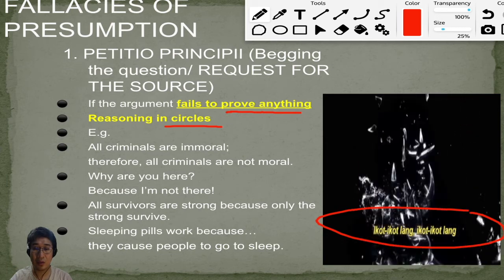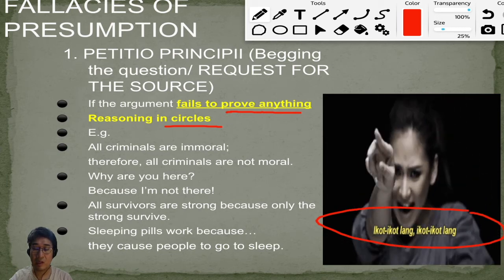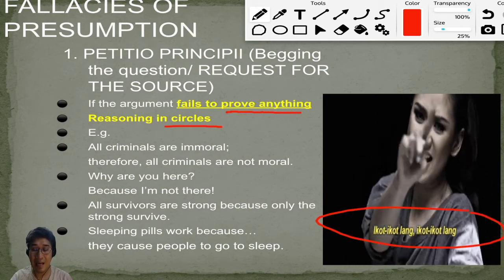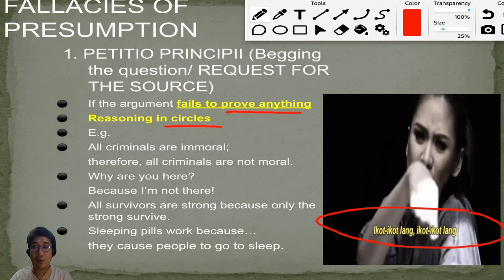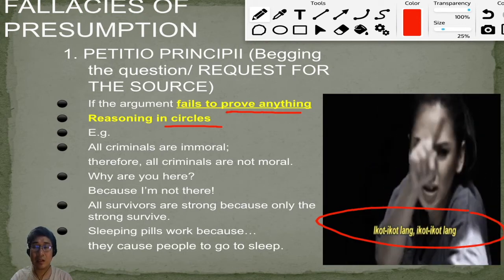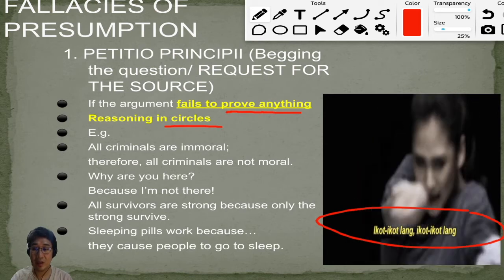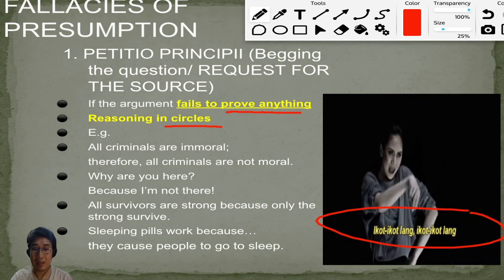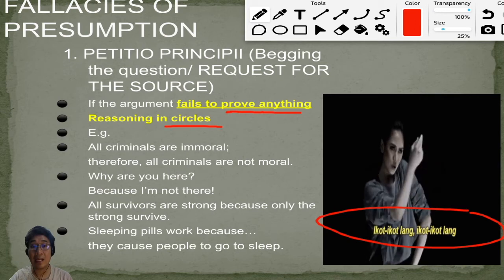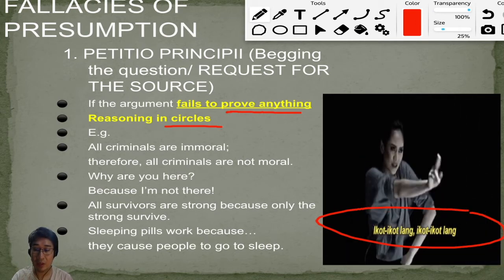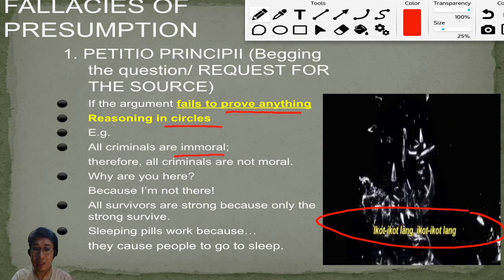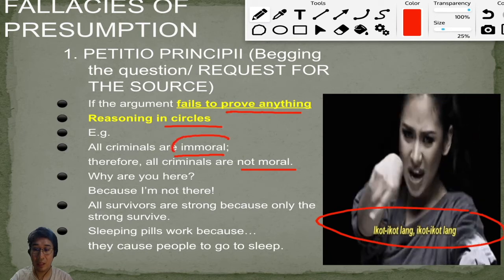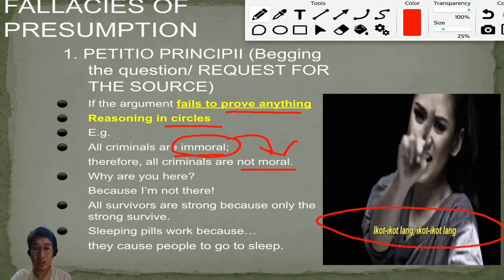So, asan dito yung reasoning in circles? The problem that we're discussing here is criminals being immoral. So, if they are immoral, it has to imply something. You have to state the supporting reason or supporting evidence why you've mentioned that criminals are immoral. So, ibig sabihin, kailangan may rationale, may underlying reason kung bakit ang mga criminals ay immoral. Pero yung sagot mo, nanggaling lang din dito sa word na immoral. So, therefore, all criminals are not moral. So, not moral and then immoral are just the same. That's why you're just reasoning in circles.